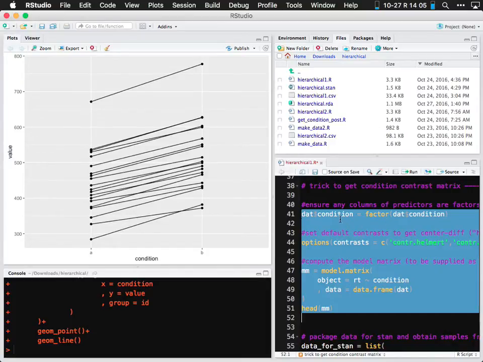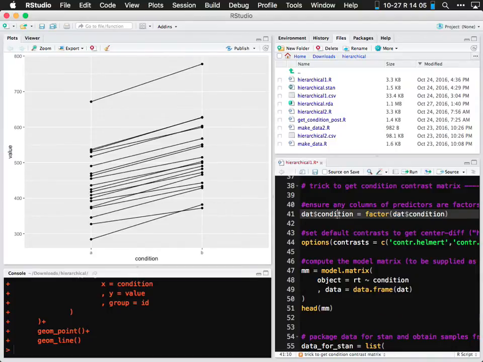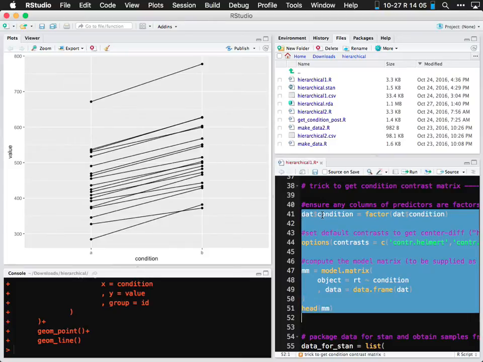In this scenario where we've just got one predictor that has 2 levels, it would be easy to make the contrast matrix, but this will do it automatically.